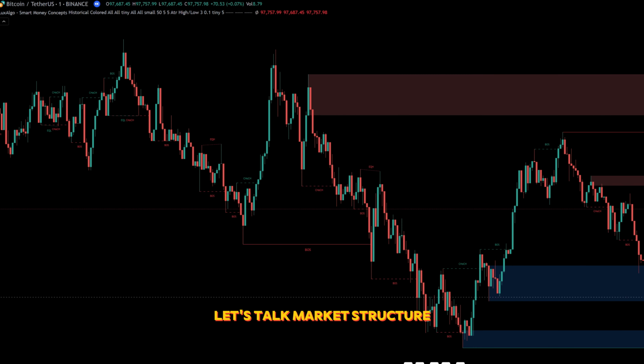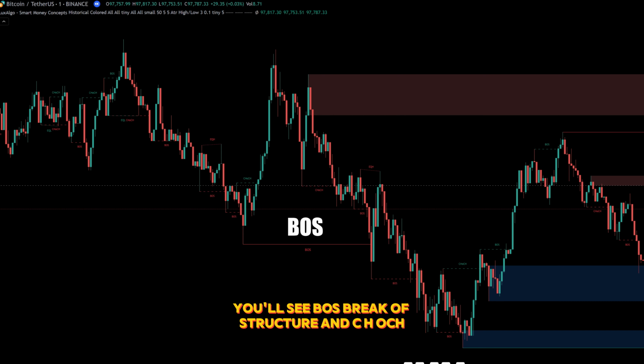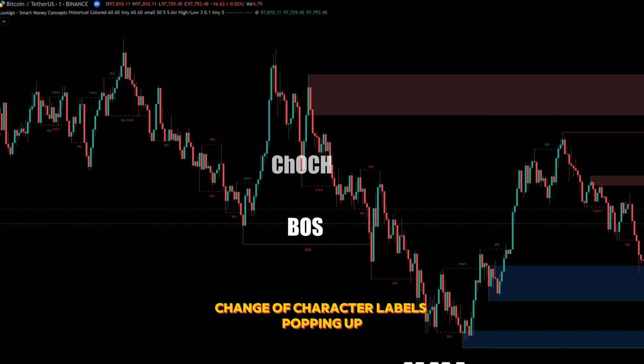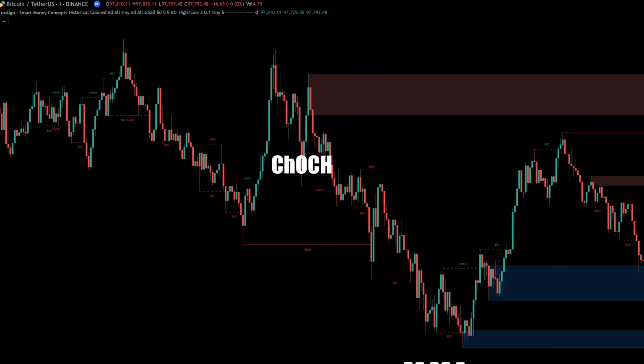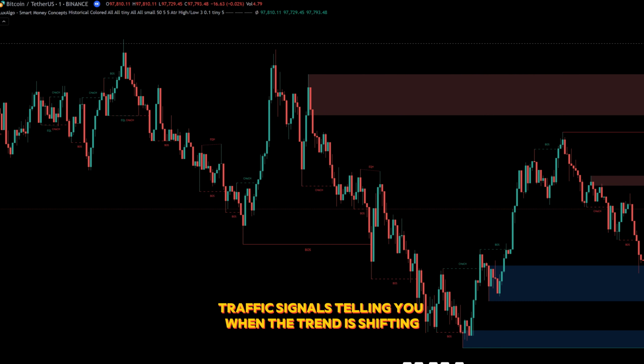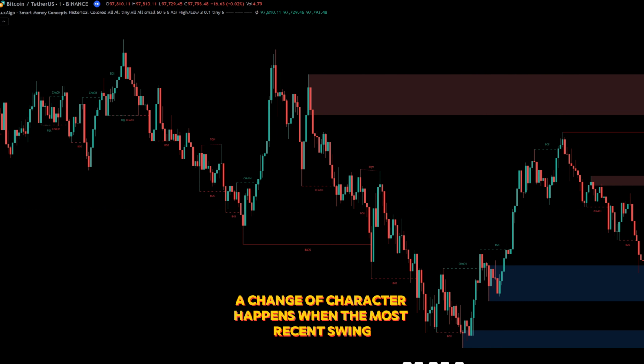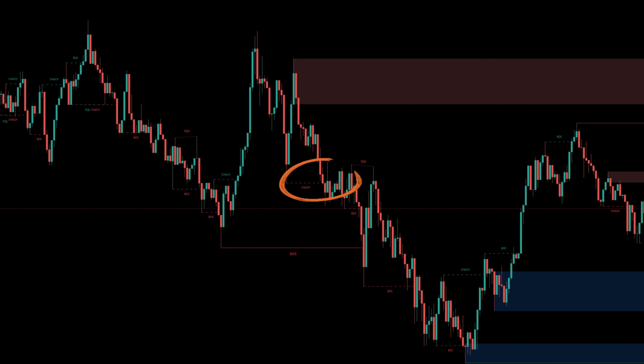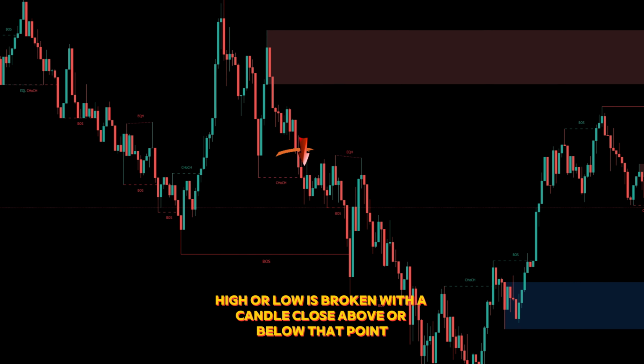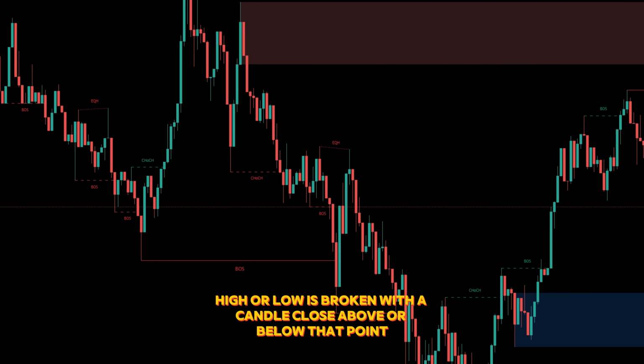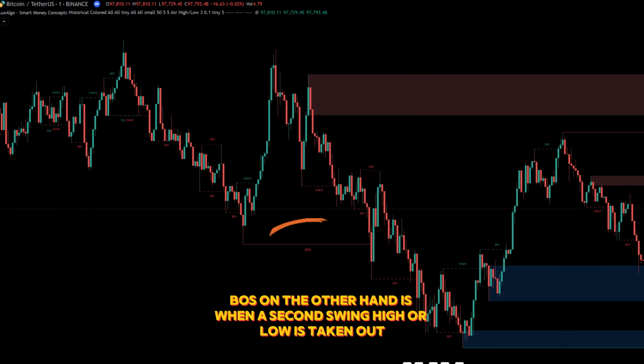Let's talk market structure. You'll see BOS, break of structure, and CHOCH, change of character, labels popping up. These are your best friends. Think of them as traffic signals telling you when a trend is shifting. A change of character happens when the most recent swing, high or low, is broken with a candle close above or below that point. A break of structure, BOS, on the other hand, is when a second swing, high or low, is taken out, confirming a trend shift.